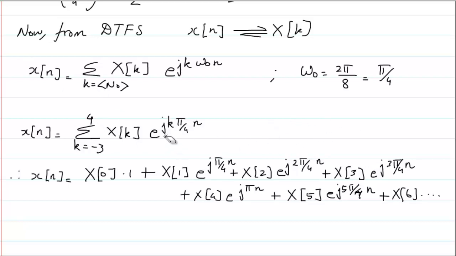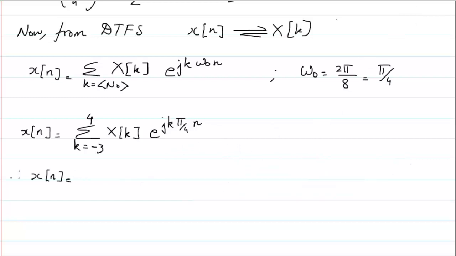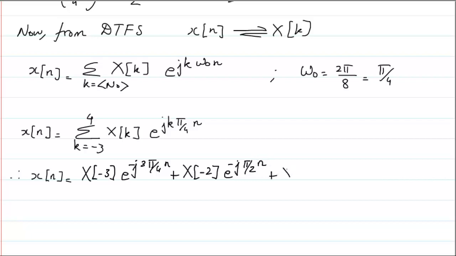If that is the case, we rewrite this equation as: for -3, capital X of -3 e raised to power j minus 3 pi by 4 n plus x of -2 e raised to power minus j 2 pi by 4, which becomes pi by 2 n, plus x of -1 e raised to power minus j pi by 4 n, and x of 0 becomes x of 0, since e raised to power 0 is 1.